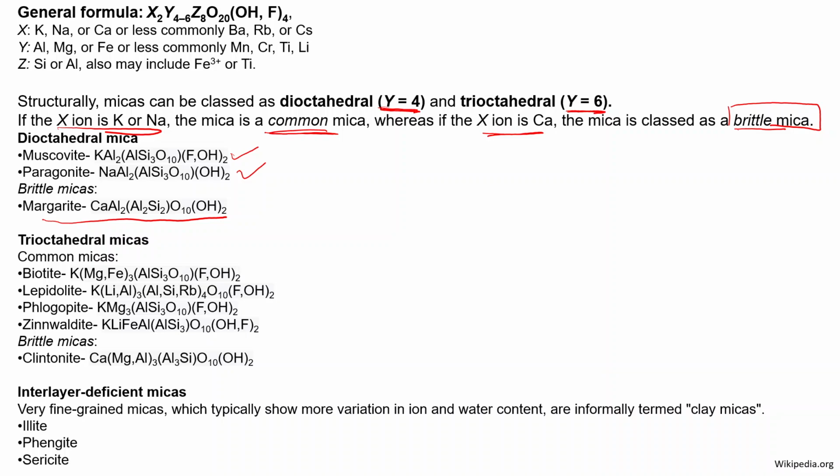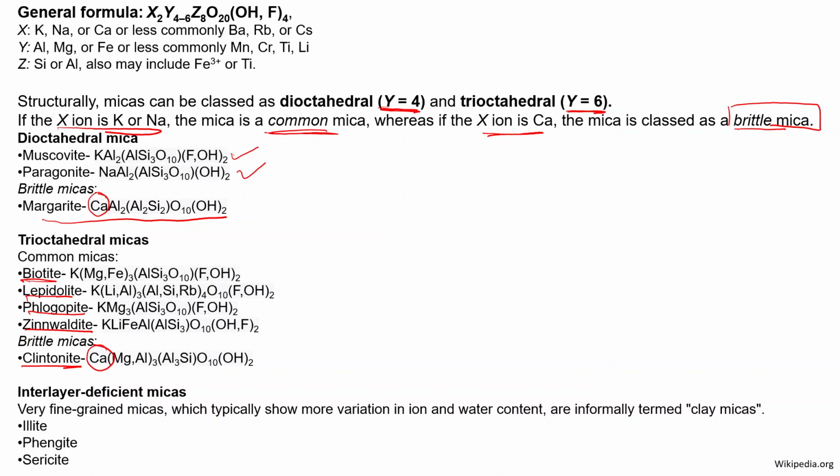Similarly, when we talk about the trioctahedral micas, the common micas are biotite, lepidolite, phlogopite, zinnwaldite. The brittle mica is clintonite. I'm pretty sure you are hearing these names for the first time if you haven't gone through books like Deer, Howie and Zussman. For a detailed study of the structure of several minerals, you should read the book on mineralogy by Deer, Howie and Zussman. These are all trioctahedral micas, and brittle micas are the ones which have calcium in the X site. So this is how you should remember that.